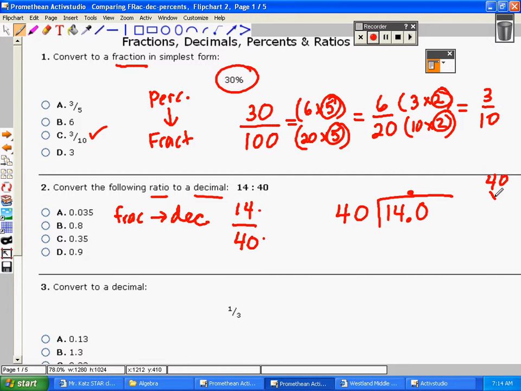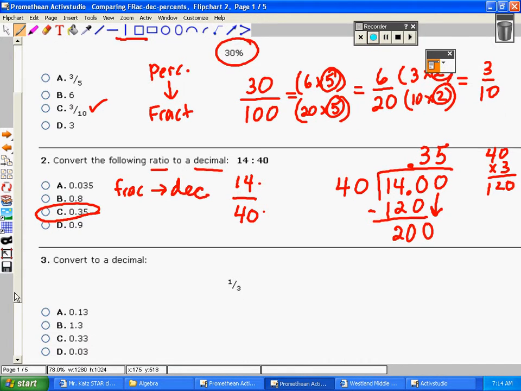Well, I know 40 times 3 is 120. So it goes in 3 times. Remainder of 20. I've got to bring down a 0. Imagine, add a 0 and bring it down. 40 goes into 200 5 times. So my answer is 0.35.